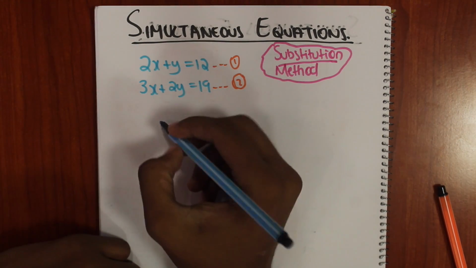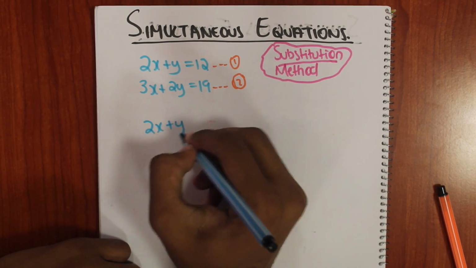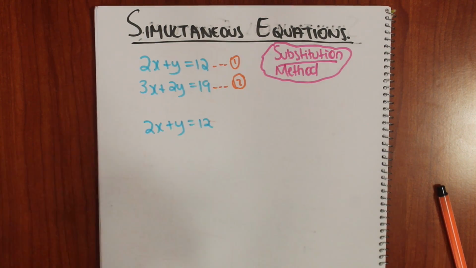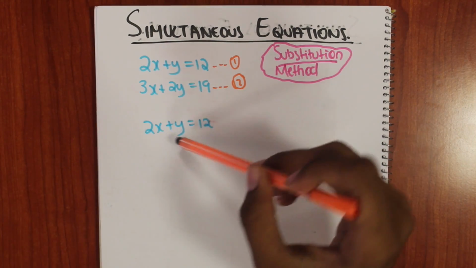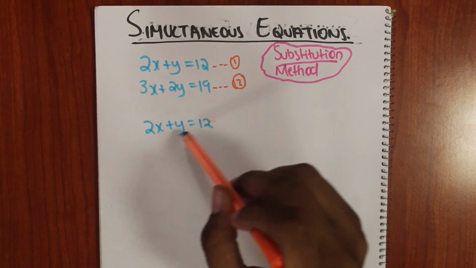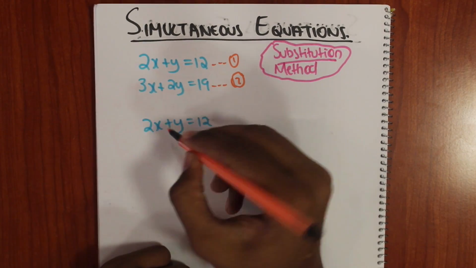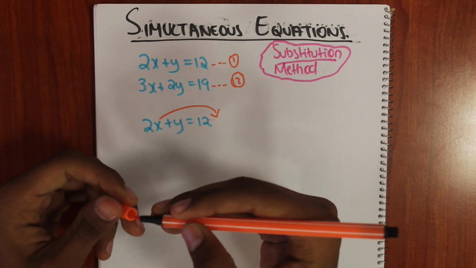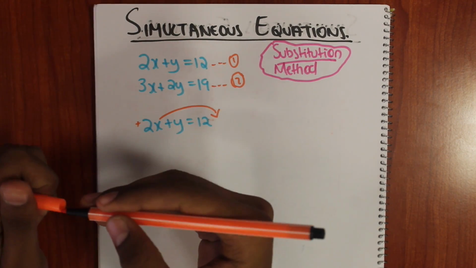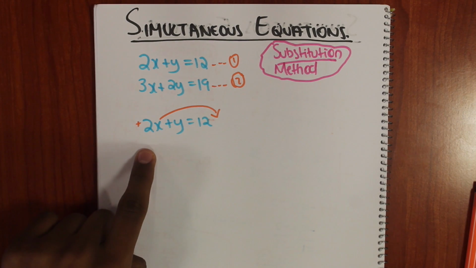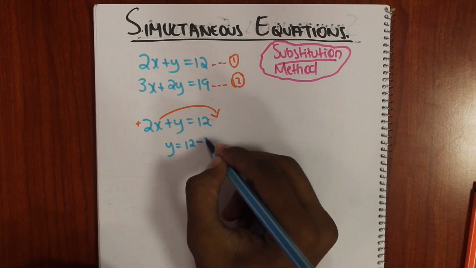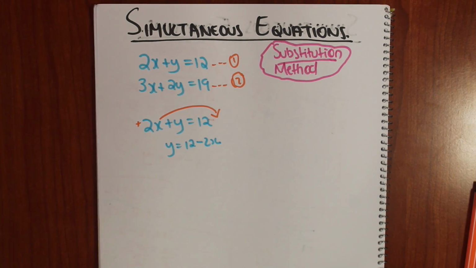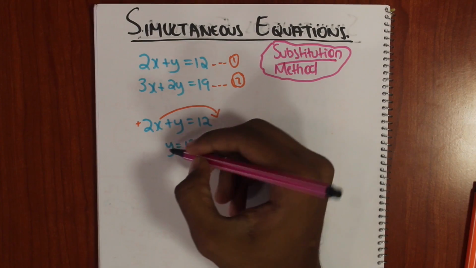So let's write it down. 2x plus y is equal to 12. Now you can already see that it will be easy if we make y the subject. So we take 2x to the other side. And when you take 2x to the other side, it changes its sign from positive to negative. So y will be equal to 12 minus 2x. That's our value of y.